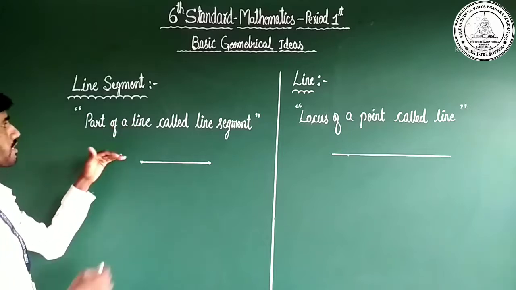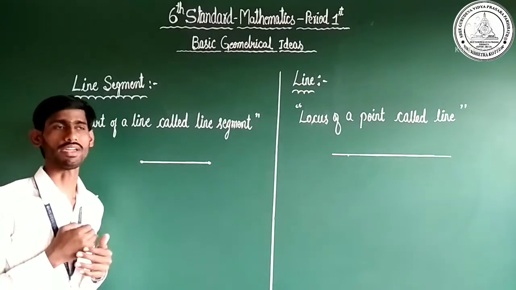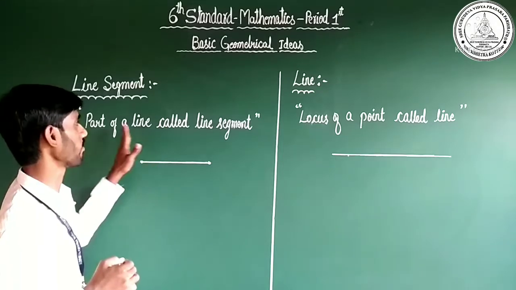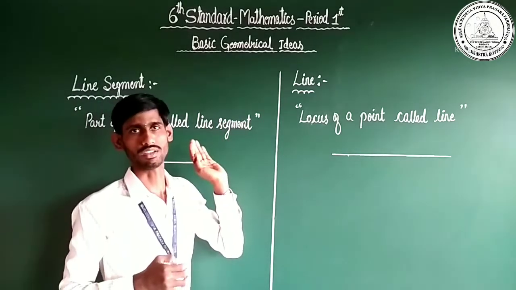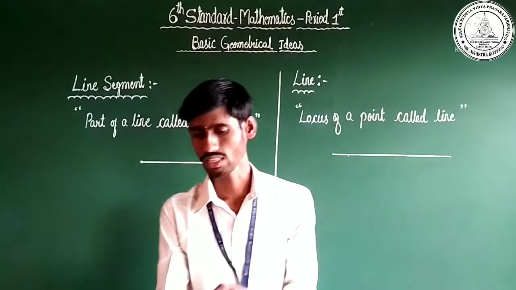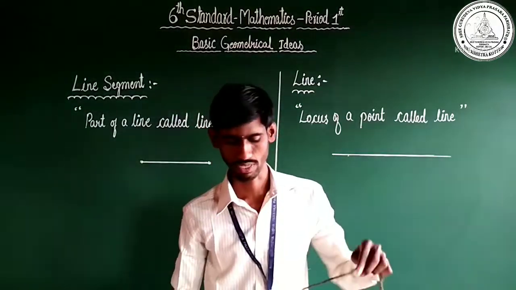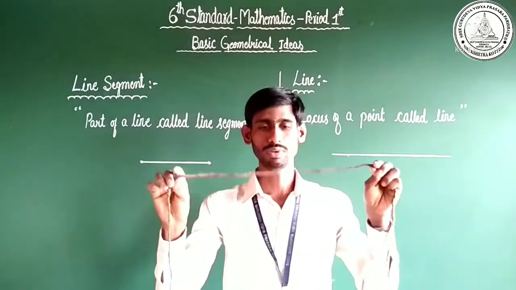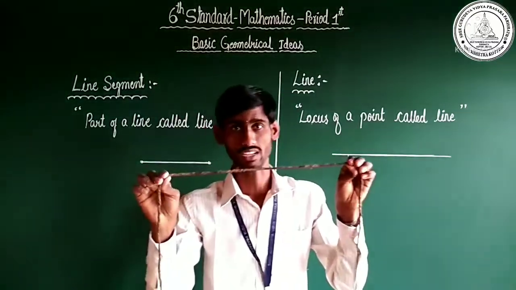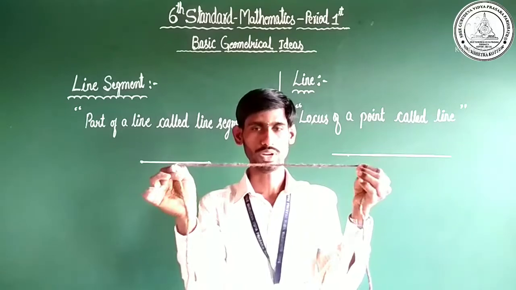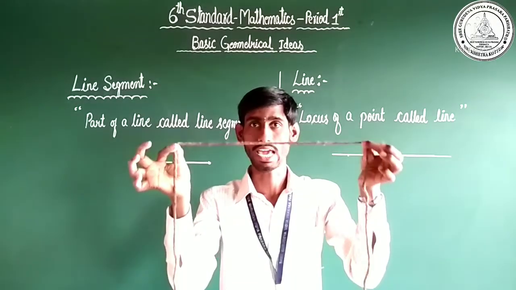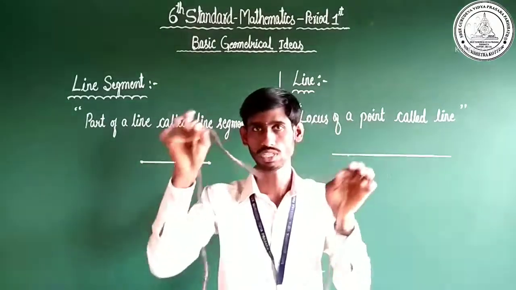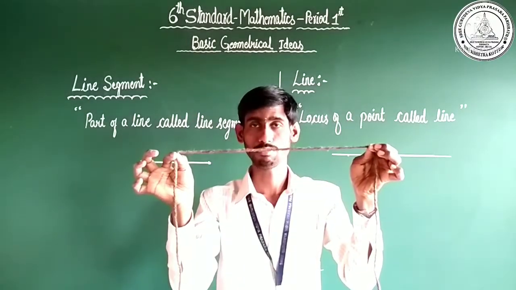Line and line segment. Observe here, first line segment. What is a line segment? A part of a line is called a line segment. Observe here, dear children, this is an example of a line segment. Take a thread and hold it without slack. Just hold it properly. So this we call a line segment, from this point to this point. It is an example of a line segment.